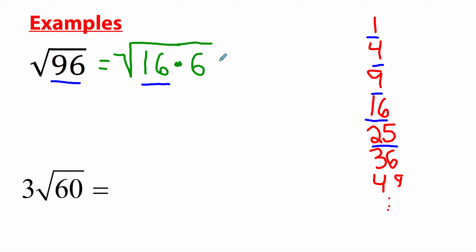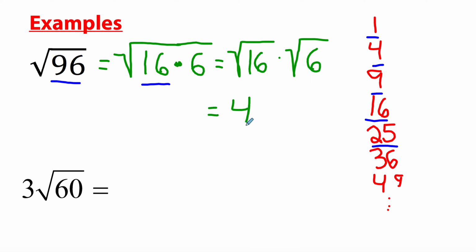And why are they helpful to know? Because when I do this, I'm going to separate the square root of 16 times 6 into the square root of 16 times the square root of 6, and then it is easy to see that the square root of 16 is 4, and just like in the last problem, the square root of 6 cannot simplify any further, so it is just the square root of 6, and the square root of 96 is simplified to 4 root 6.